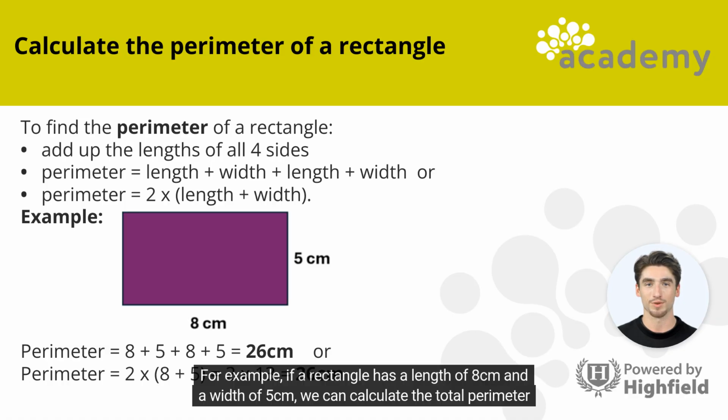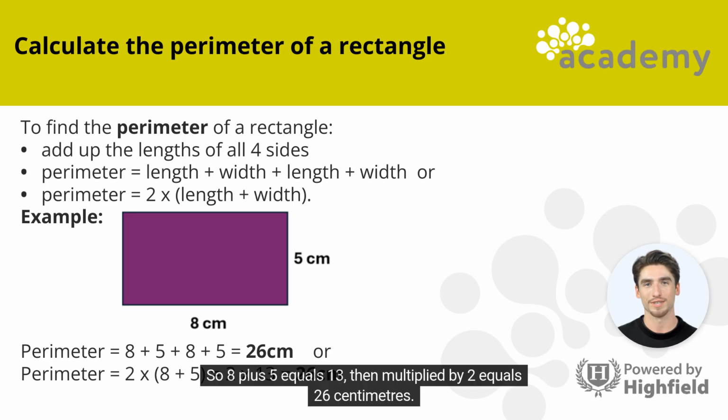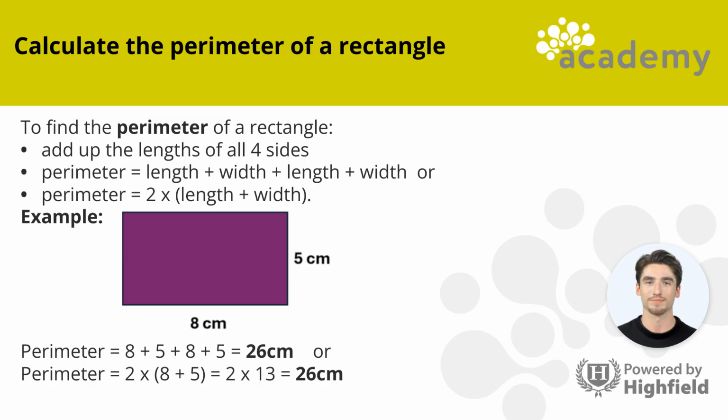For example, if a rectangle has a length of 8 centimeters and a width of 5 centimeters, we can calculate the total perimeter by doing either 8 plus 5 plus 8 plus 5 equals 26 centimeters, or 2 multiplied by the total of 8 plus 5. So 8 plus 5 equals 13, then multiplied by 2 equals 26 centimeters.